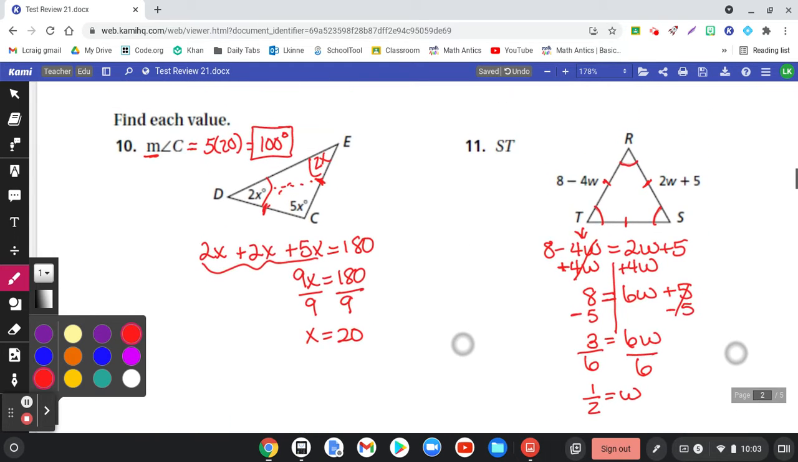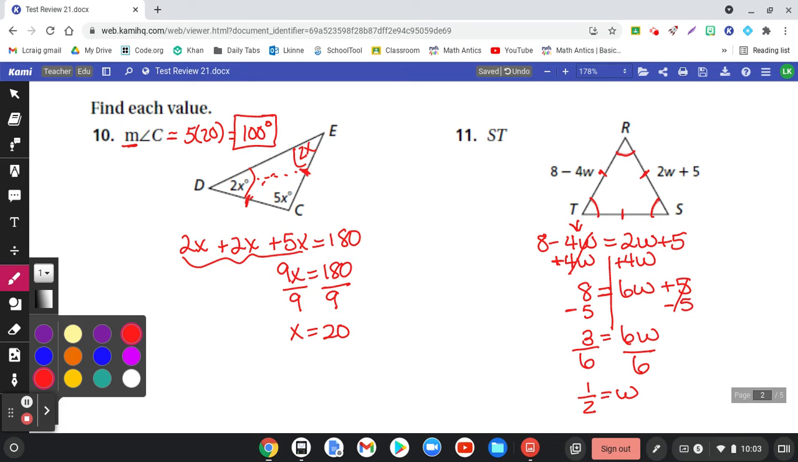That's okay. So now if I want to find ST, I'm going to plug it into any of these. 2 times 1/2 plus 5. Half of 2 is 1, plus 5 is 6. Over here, same thing. If you wanted to double check, 8 minus 4 times 1/2. Using PEMDAS, half of 4 is 2. 8 minus 2 is 6. So ST is also 6.